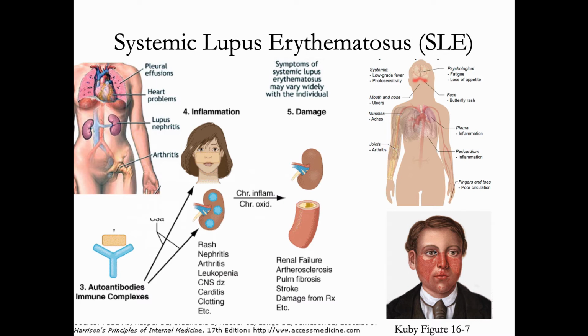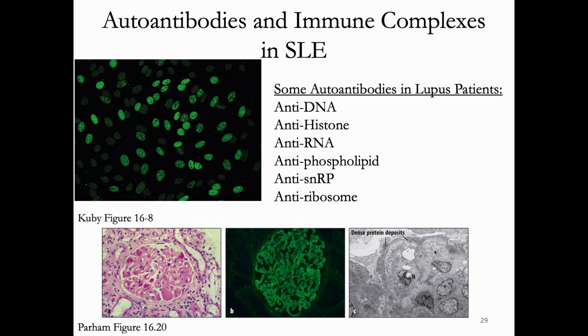Because what you can see is that the symptoms are not super consistent, but there is sort of a general set of antigens that are involved in lupus patients. And so these are some of the antigens that are frequently targeted by antibodies in lupus patients. They include anti-DNA antibodies, anti-histone antibodies, anti-RNA antibodies, anti-phospholipid antibodies, anti-snRNP, which are ribosomal proteins and nucleolar proteins that are involved in splicing, and anti-ribosome proteins. So, any thoughts about this?